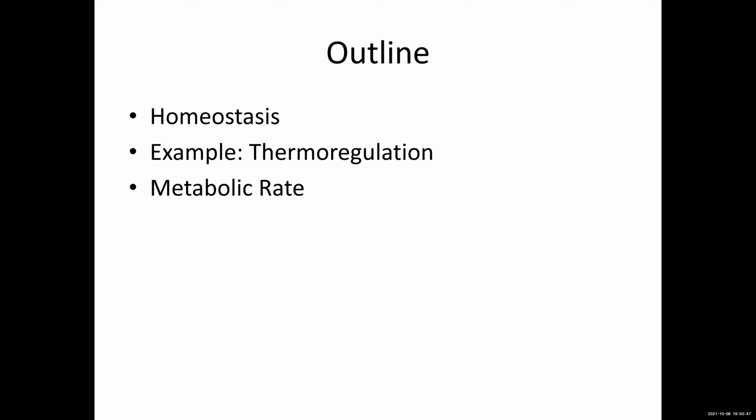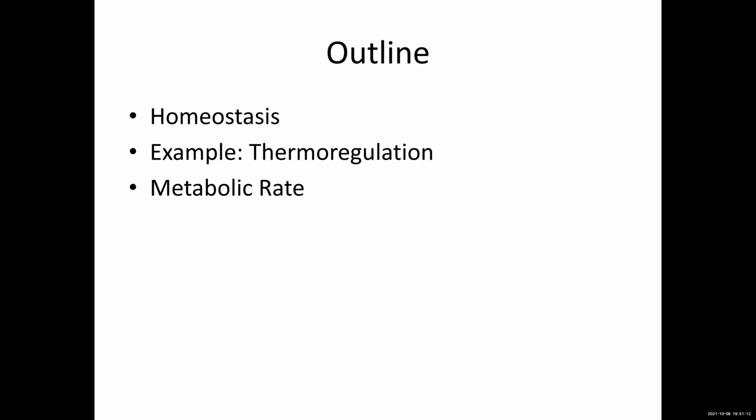All right, so we want to define homeostasis, and we're going to start by using an example of one kind of homeostasis, thermoregulation, which is regulating body temperature. And then we're going to also talk about metabolic rate. What is it? How do we measure it? What patterns do we see in organisms as far as how their metabolic rates differ?